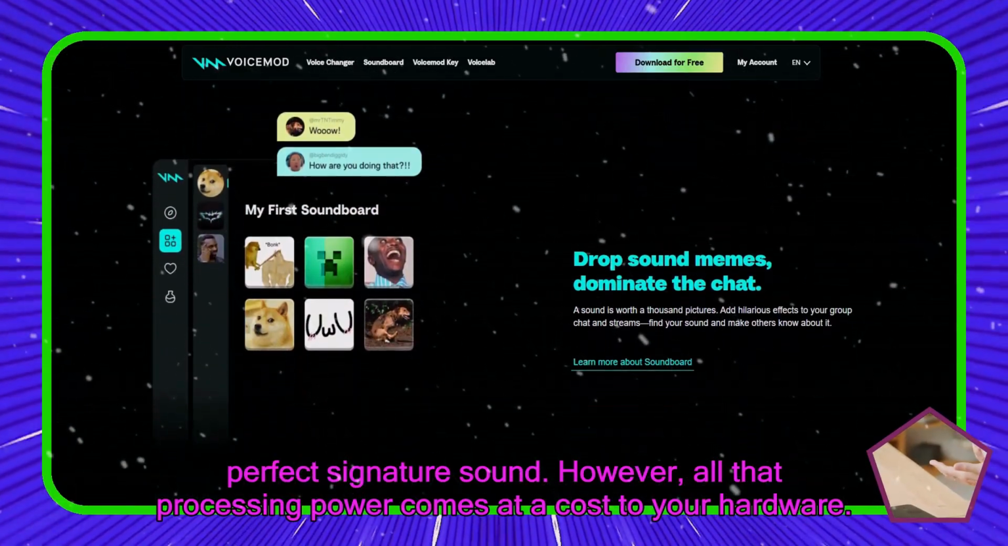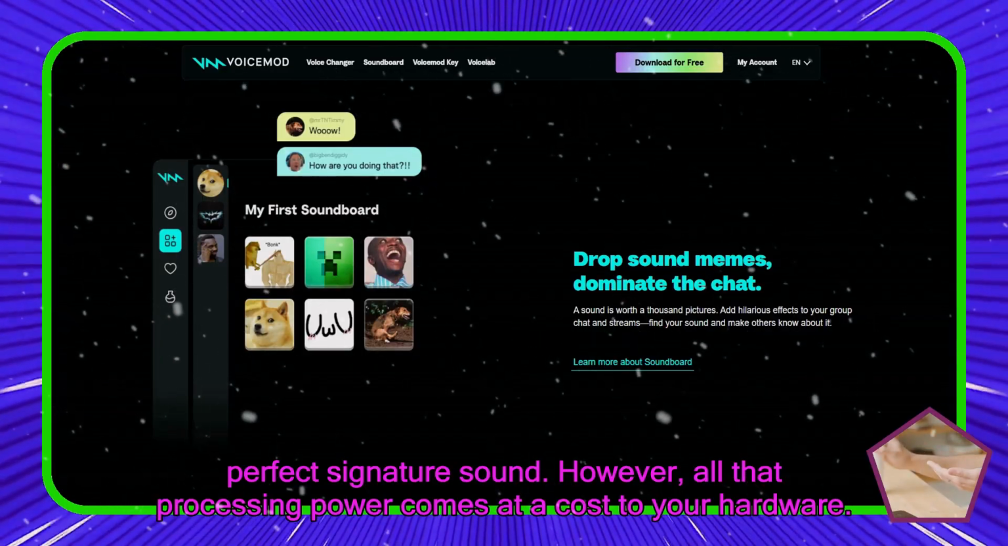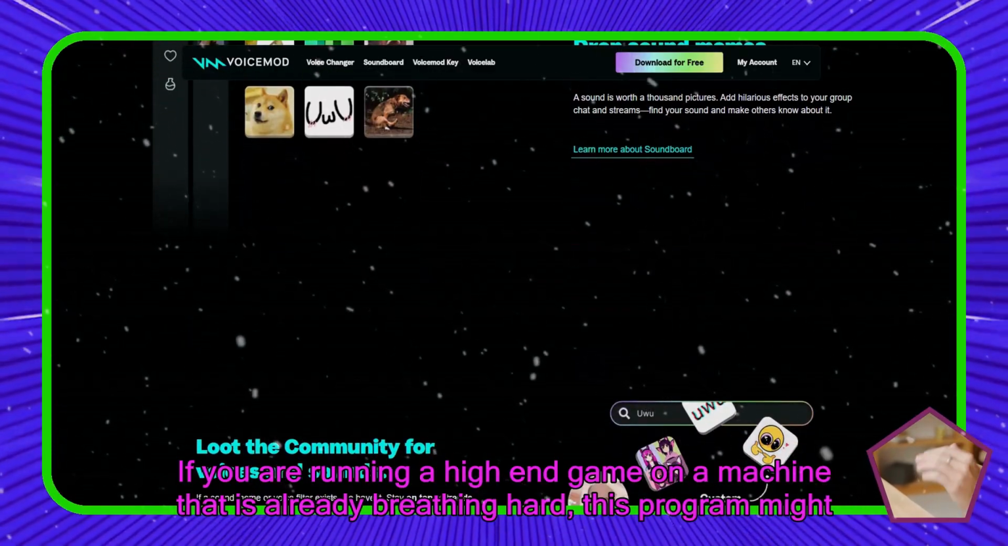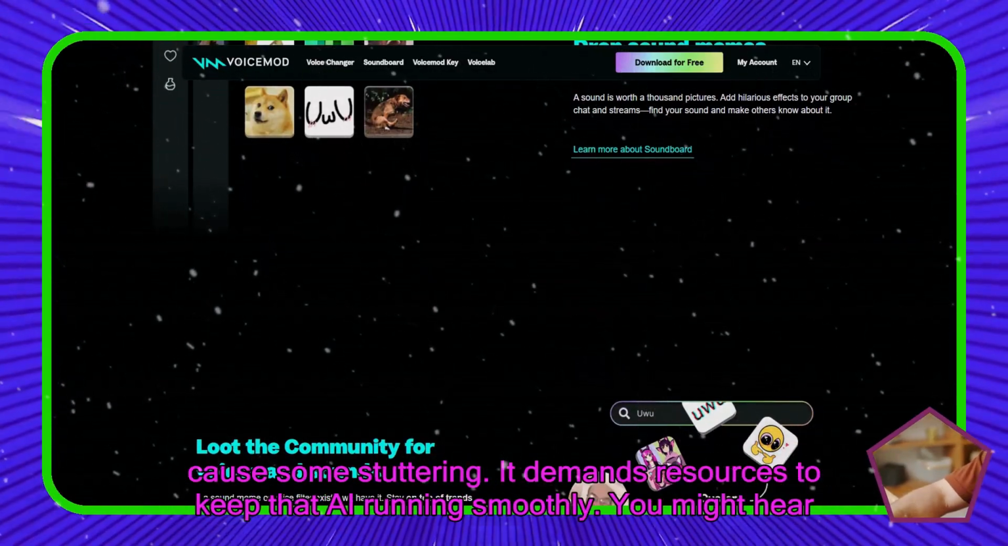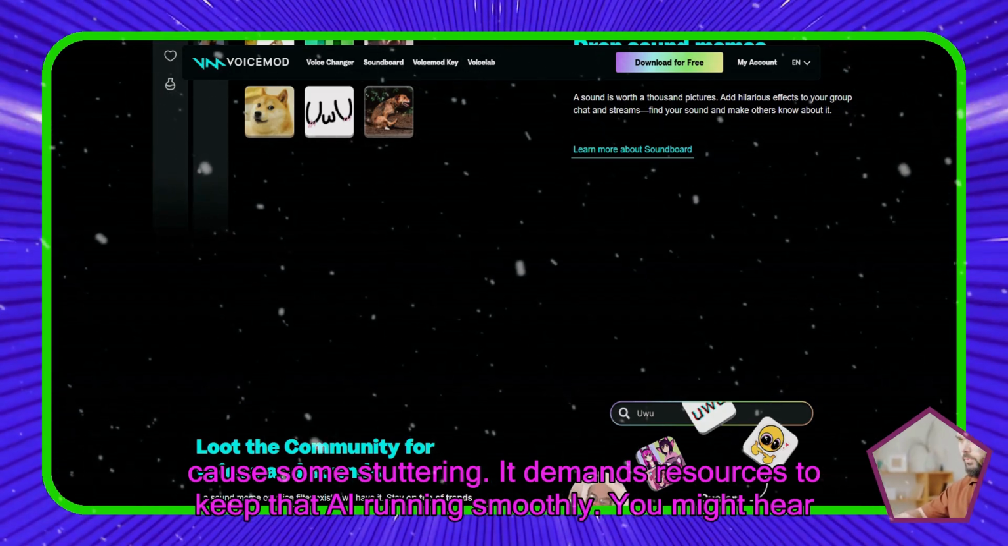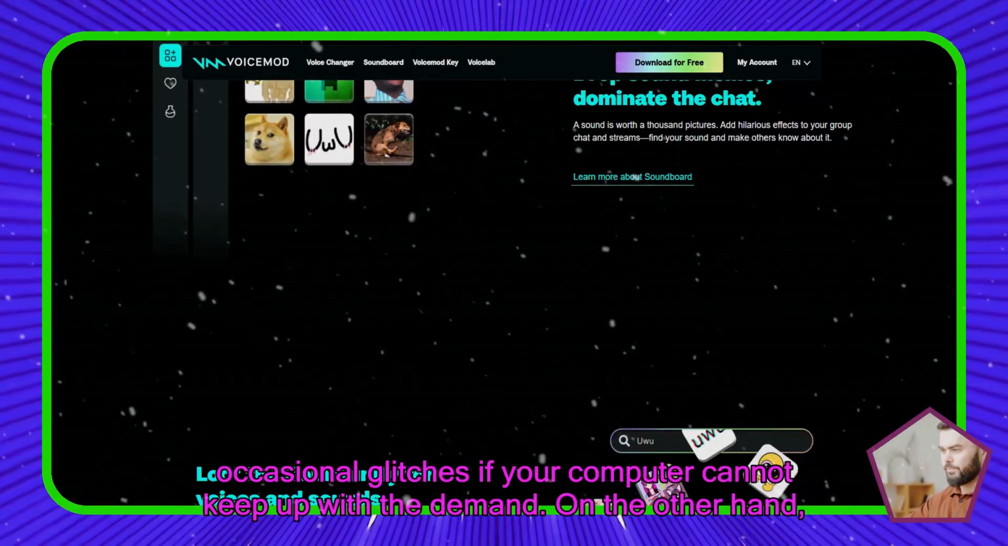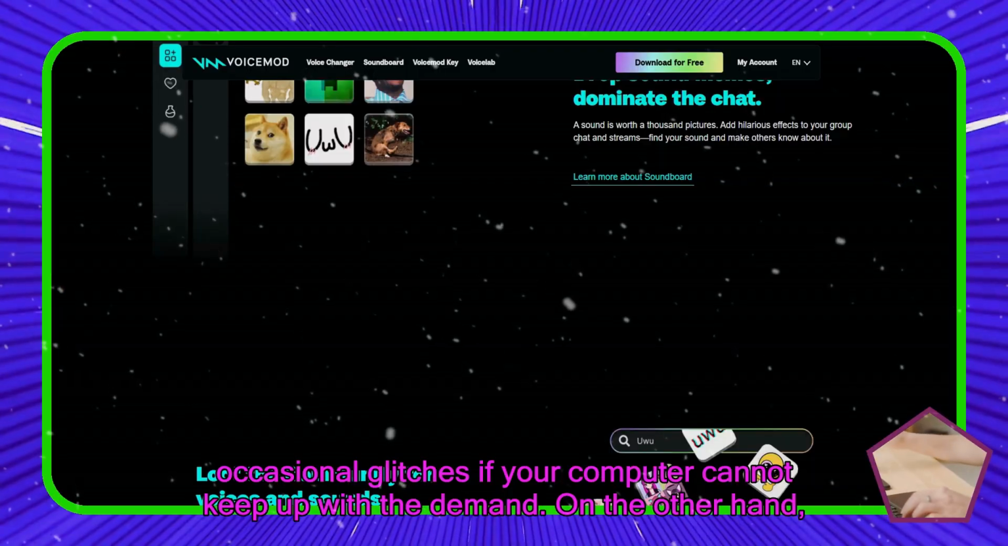However, all that processing power comes at a cost to your hardware. If you are running a high-end game on a machine that is already breathing hard, this program might cause some stuttering. It demands resources to keep that AI running smoothly. You might hear occasional glitches if your computer cannot keep up with the demand.